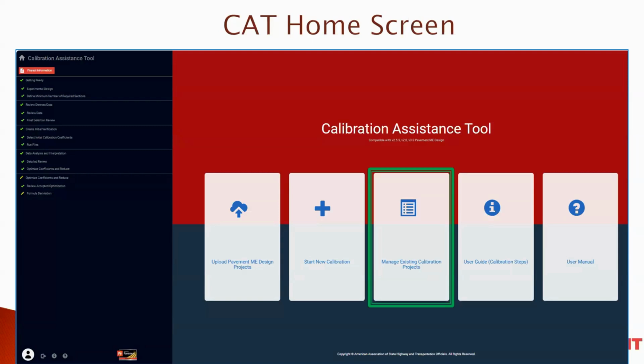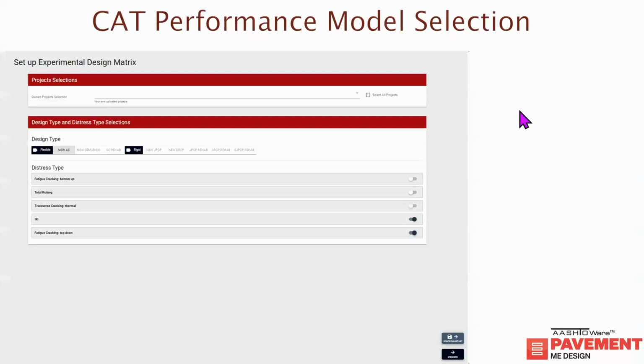My purpose here is to basically identify and point out which calibration coefficients you have the ability to adjust, and where they are within the damage models and the transfer functions. Anyway, this is a screenshot. This is where you first select the actual performance models you're going to be looking at. After you've uploaded the pavement design projects, this is where you select them. You can click on the drop-down list and select which projects you want to use.